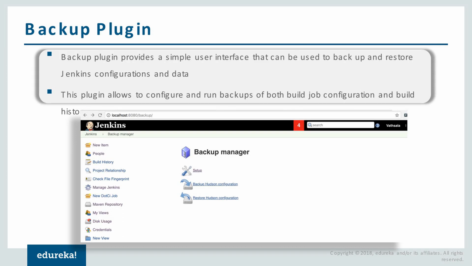Jenkins also provides you one plugin, just like for any other task, called the backup plugin. The backup plugin provides a very simple user interface that can be used to backup and restore Jenkins configuration and data. This plugin allows you to configure and run backups of both build job configuration and build history. So you can define what folders you want to keep and what format you want to keep. And when you have this backup manager installed and do the backup regularly, it gives you similar capabilities as when you have Windows machines and you have something called system restore.